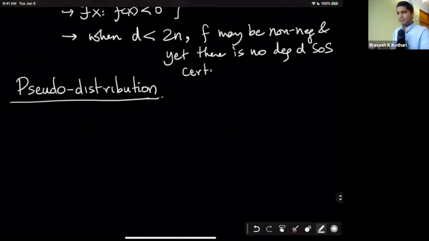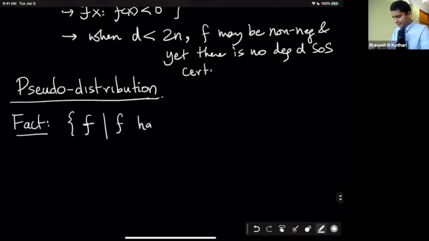Let's try to reason, before giving you a formal definition, what happens in this case when d is much smaller than 2n. So here is a fact that's actually not that hard to prove, and your homework kind of equips you to prove these kinds of things. So consider the set of all f such that f has a degree d certificate of non-negativity.